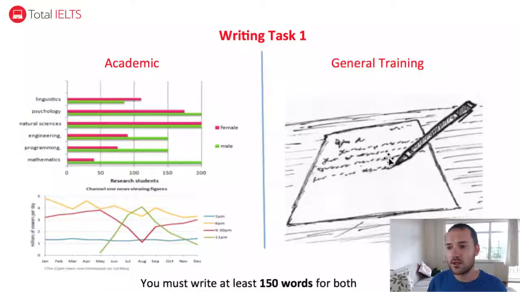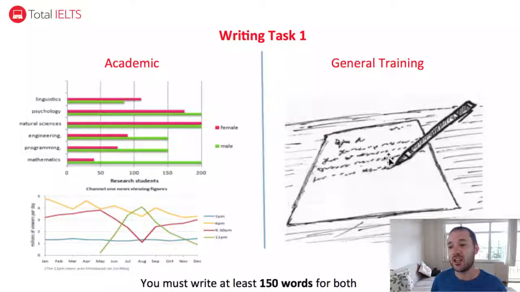On the other hand, with general training, I guess you could say it's a lot easier. You're asked to write a letter. Again, it's 150 words. The question will tell you who you are writing to and why you are writing the letter. You will also be given 3 pieces of information to include in your answer.